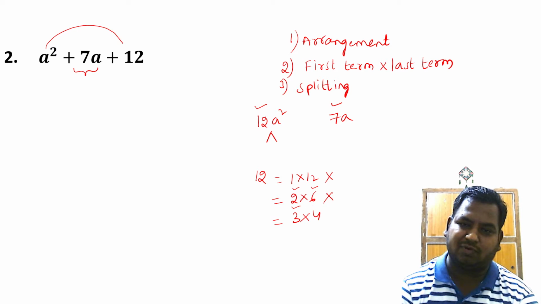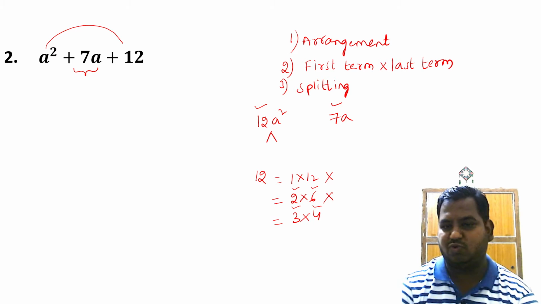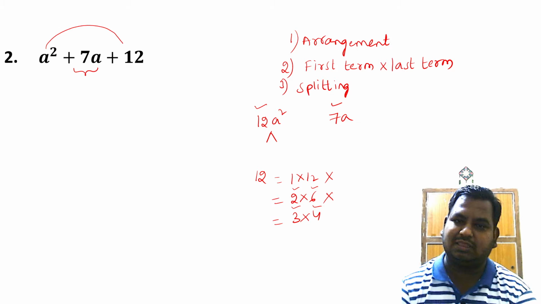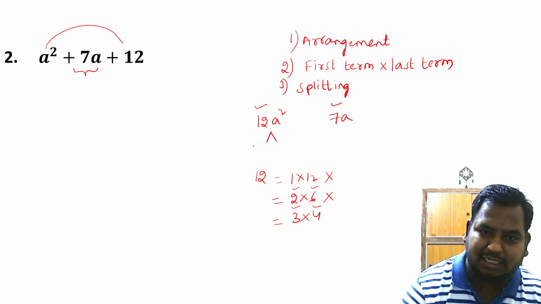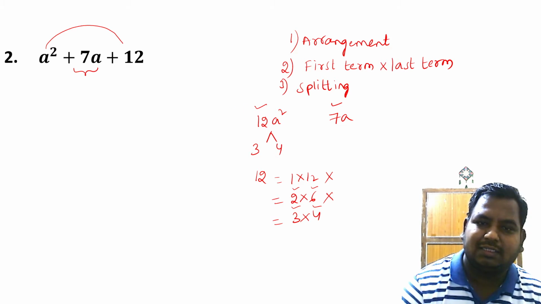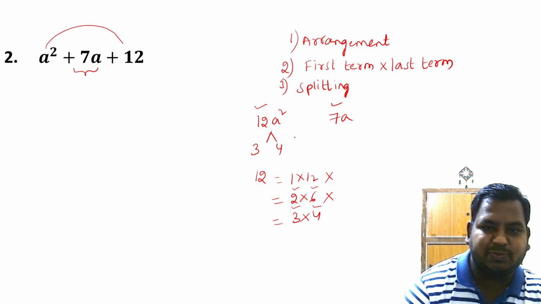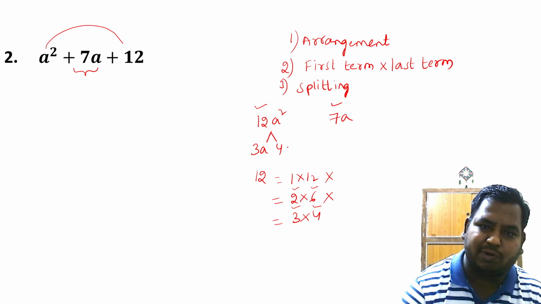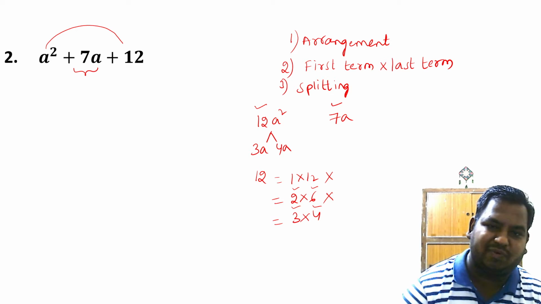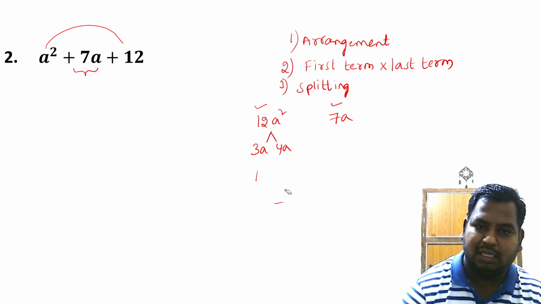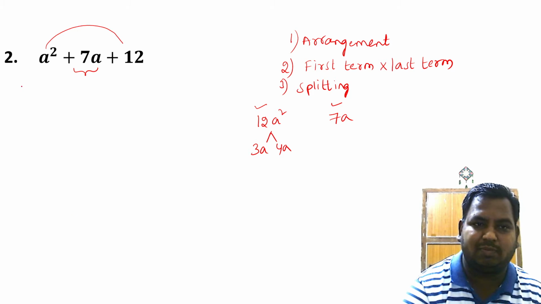Third case is 3 and 4. 3 plus 4 is 7. So we are getting 7. We can accept and continue with 3 and 4. I can write here 3 and 4. But here the sum of two terms should be 7a, and 3 plus 4 is only 7. This problem can be solved if I write 3a and 4a, because 3a plus 4a is 7a. 3a into 4a is 12a square. So the problem is solved. Now we'll proceed to understand the factorization of the given polynomial.